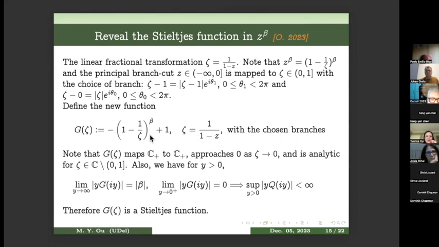So the answer is here. You take this function, you negate it, plus 1. Then you can prove this function, defined this way, is a Stieltjes function. Okay. Now, and because you see it decays fast enough, you can prove it. So it is a Stieltjes function.